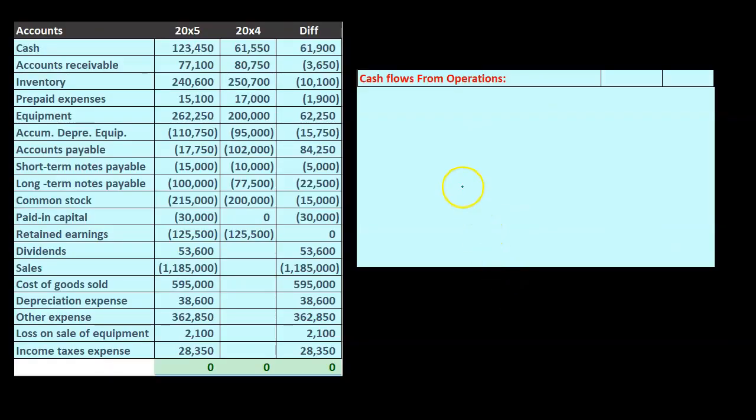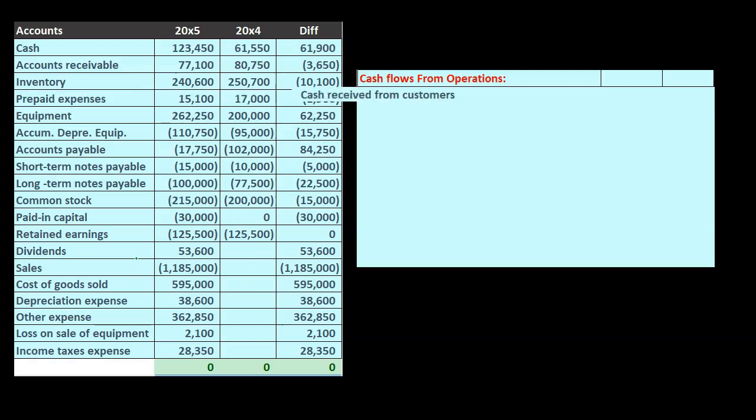Now note that the only difference between the direct and indirect method is in the cash flows from operations. The indirect method takes net income and backs into the cash flow from operations. Whereas the direct method is going to try to convert each line item to its cash flow basis. It's more direct because it makes more sense. You're basically reconstructing an income statement on a cash basis rather than an accrual basis.